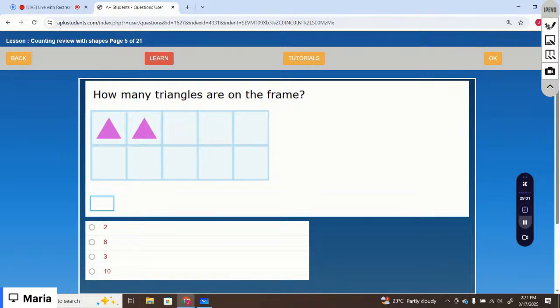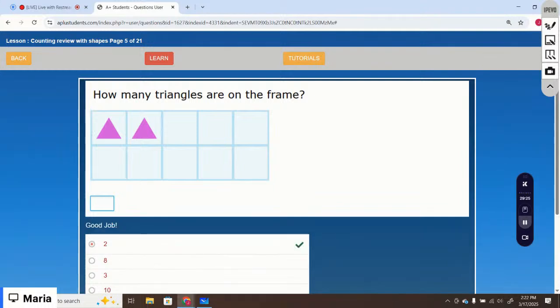How many triangles are on the frame? There are only two triangles. Option number one is the correct option.